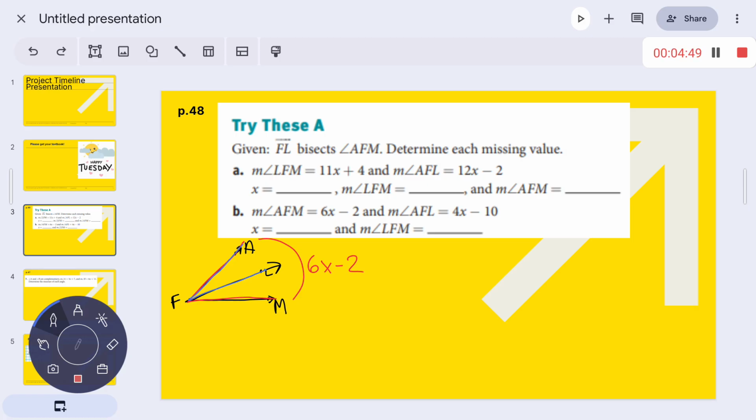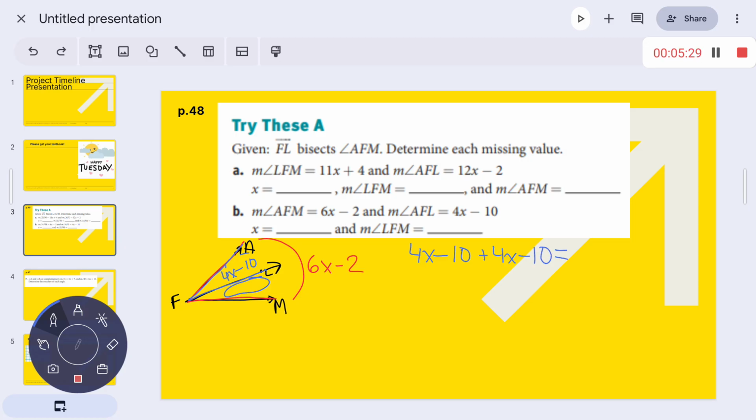Okay, so hopefully we know these two we're going to add up, right? Yes, 4x minus 10. Just making sure something wasn't looking off to me. So I have 4x minus 10. That's one angle, which I know is the same value as this angle. So I'm going to add another 4x minus 10. And it's going to equal the value of the entire angle, 6x minus 2.